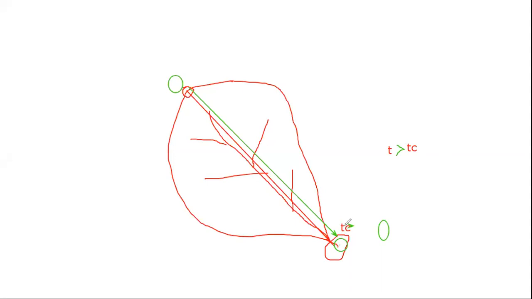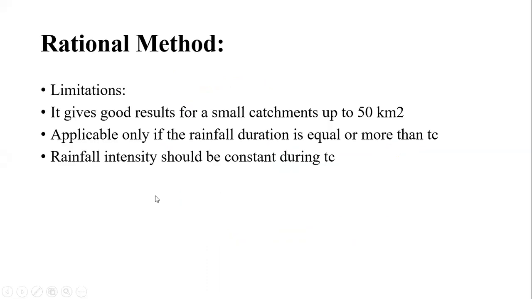क्योंकि पहला assumption हमारा क्या है कि this method assumes that the flood will be there when the water from the remote places will reach the outlet, and again the rainfall is continuing beyond that. So whenever the time period of rainfall is more than the time of concentration, then this method is applicable. This is a limitation of this method. Okay, so applicable only if the rainfall duration is equal or more than Tc.